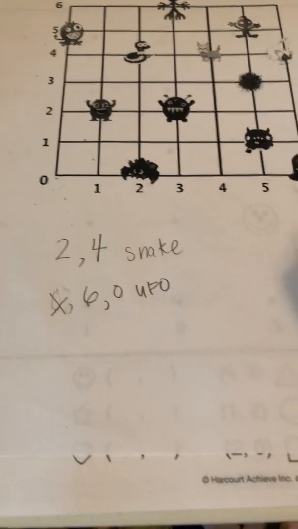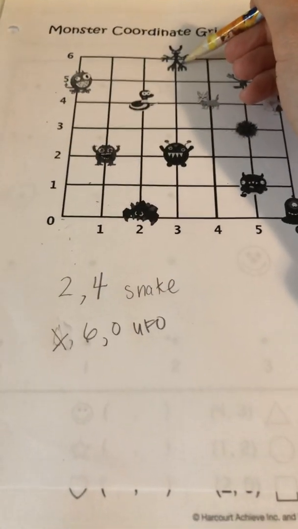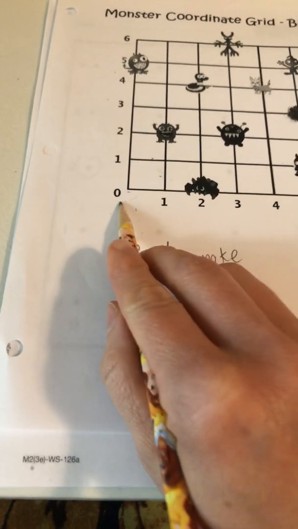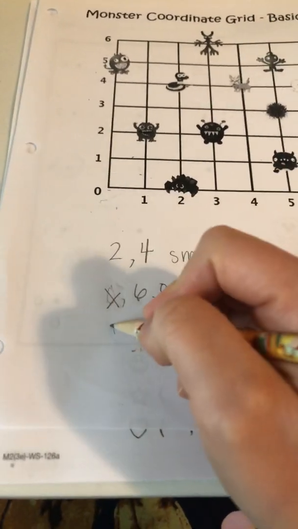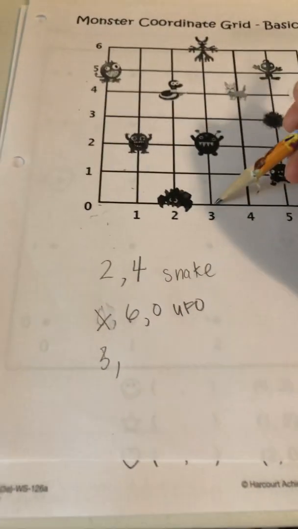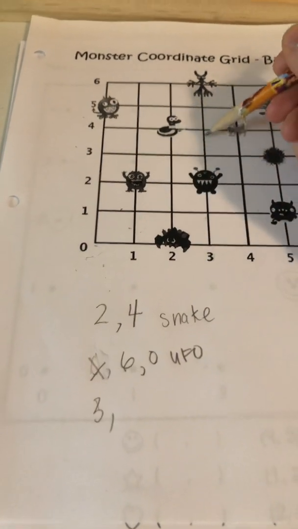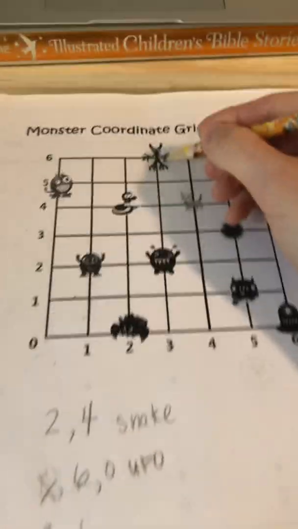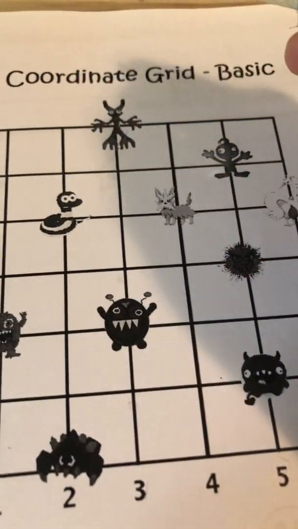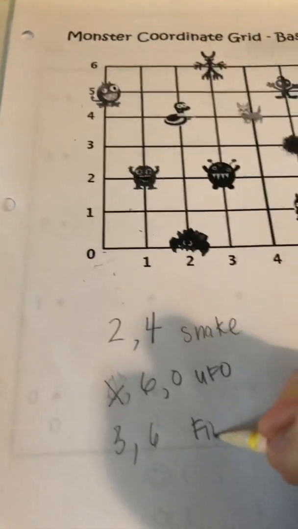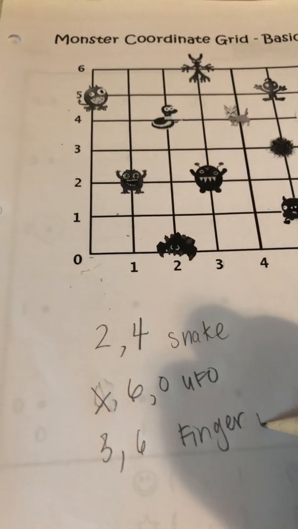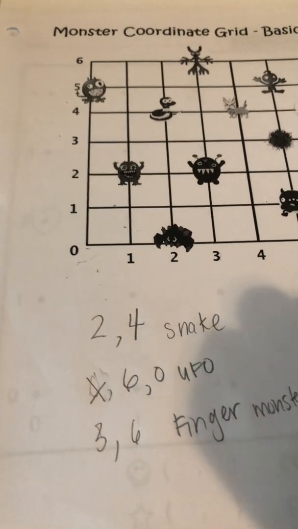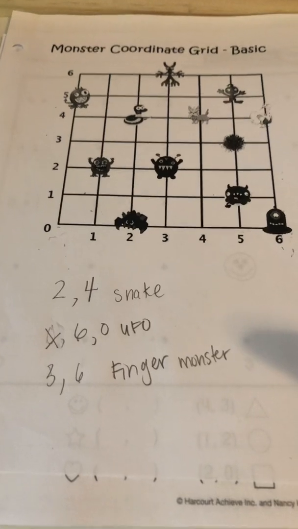How about this crazy looking guy way up here? If we start at our starting point, we're going to go over 3, and we're going to go up 1, 2, 3, 4, 5, 6. So over 3, up 6, and we get this crazy finger monster. Okay, so there's what our monsters look like in Monsterville.